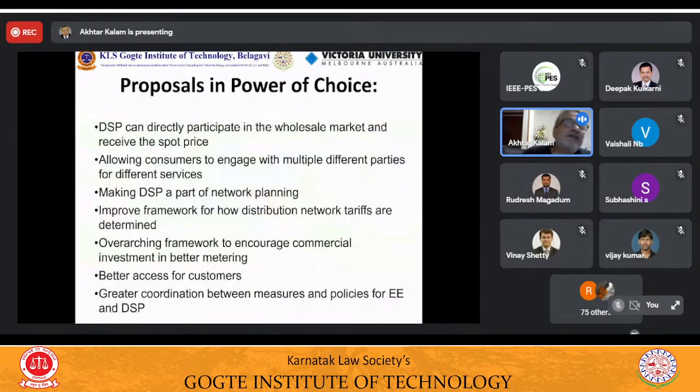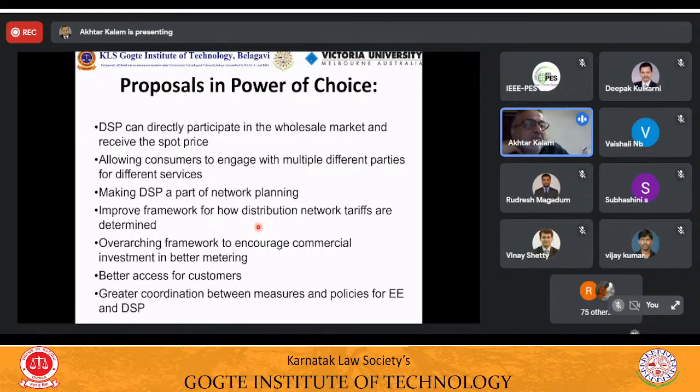So this is the proposal in the power of choice, that the demand service providers can directly participate in the wholesale market and they will receive the spot price. They will allow consumers to engage with multiple different parties for different services and make this DSP a part of network planning, improve the framework for how distribution network tariffs are determined, and an overreaching framework to encourage commercial investment in better meters.